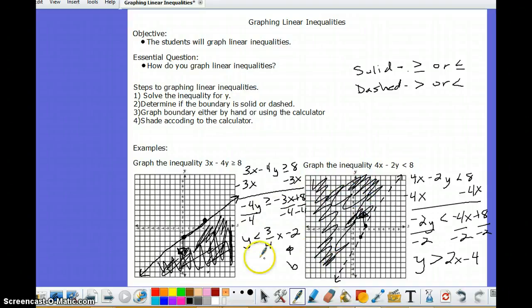So you can either graph it by hand using the points, or you can graph it using the calculator. Remember, if you're going to use the calculator, you have to use the equation first before you do the inequality. That way you can look at the table.